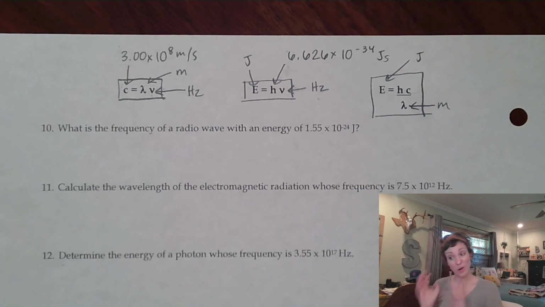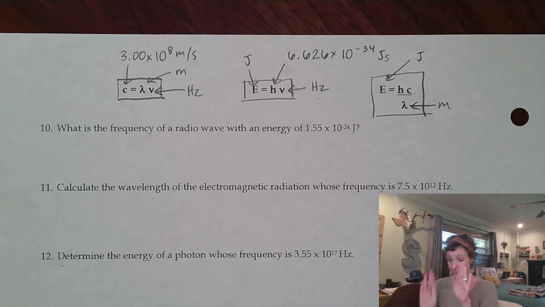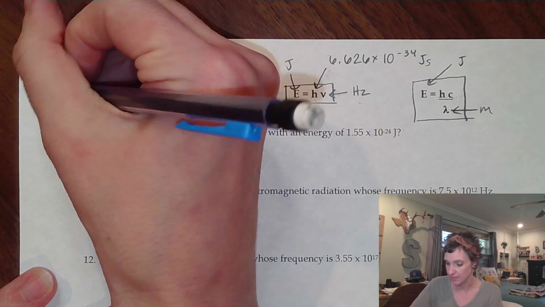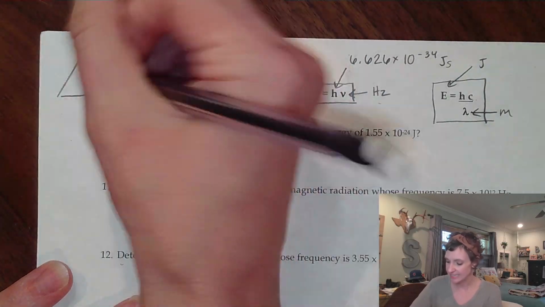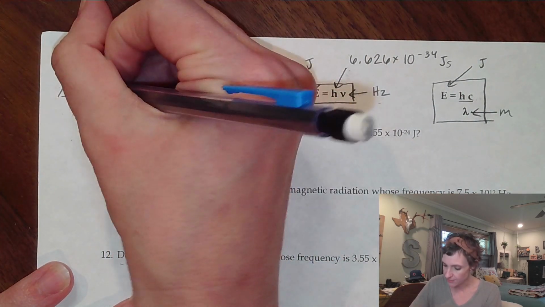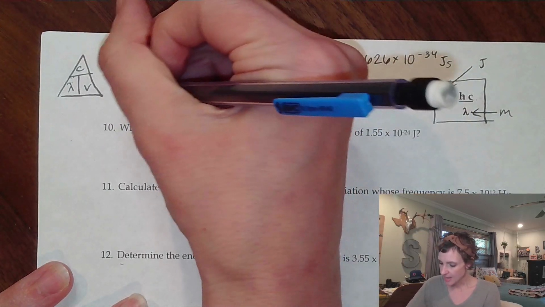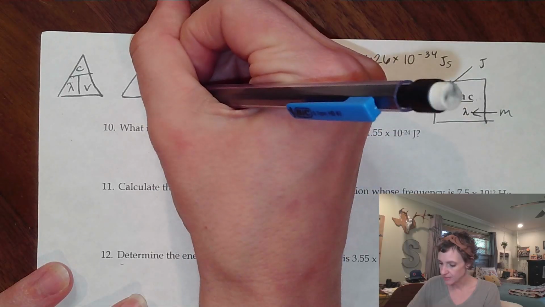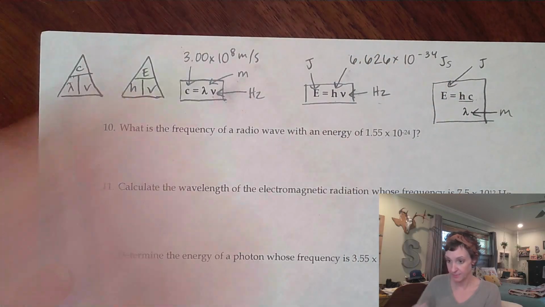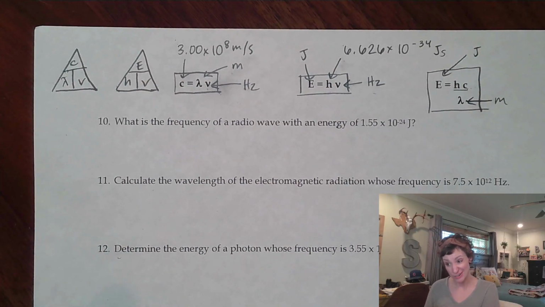Now, on-level kids, we are working on making sure we can manipulate the variable we are trying to solve for. If you need the security of your triangles for these equations, your speed of light equation has the C on top, and then the wavelength and frequency on the bottom. And then your energy equation has the E on top, and then your Planck's constant and frequency on the bottom, okay? I'm going to refer to the triangle so you can see how that shows what we're actually doing when we manipulate our equations. But we're going to see if we can build up that skill a little bit better.